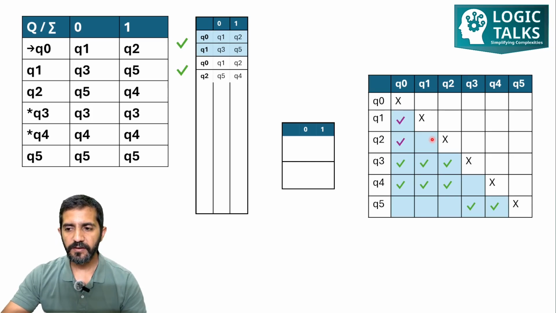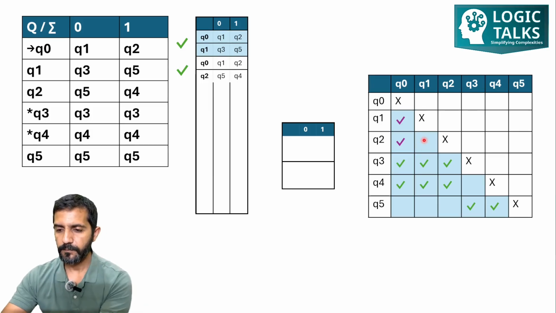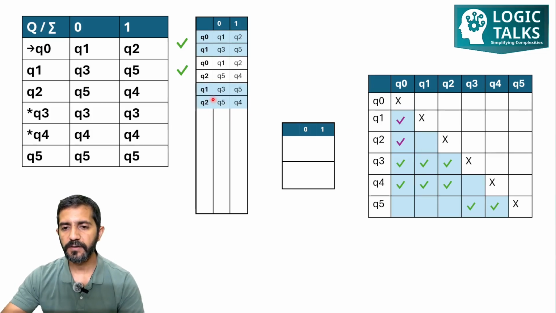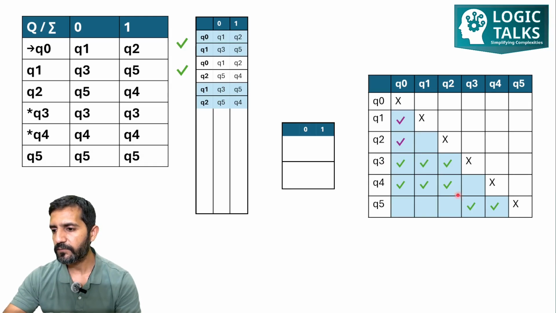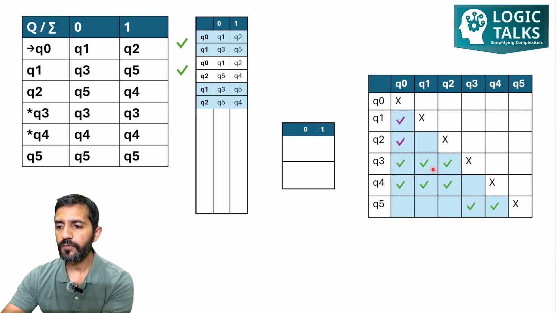Now again, we will be checking the cell Q2, Q1 or Q1, Q2. This one. So here again, Q1 on getting 0 as input is moving to state Q3, Q1 on getting 1 as input is moving to state Q5, Q2 on getting 0 as input is moving to state Q5, Q2 on getting 1 as input is moving to state Q4. So again, we will be checking Q3, Q5 in the table. Yes, Q3, Q5 is marked. Therefore, we also have to mark this cell Q2, Q1. So this is also marked now.